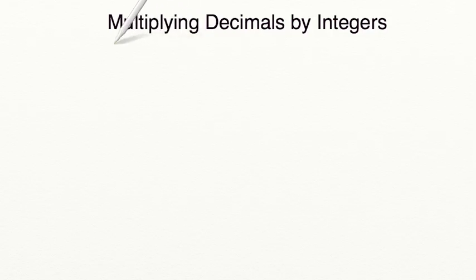Welcome to today's lesson on multiplying decimals by integers. Today we're going to discuss two different methods that you can use to multiply whole numbers by decimals up to the hundredths place. Let's go ahead and get started.